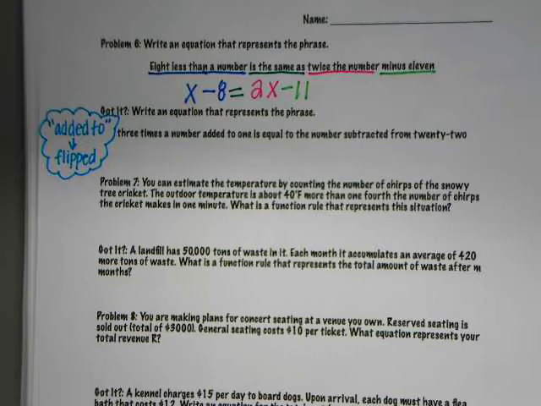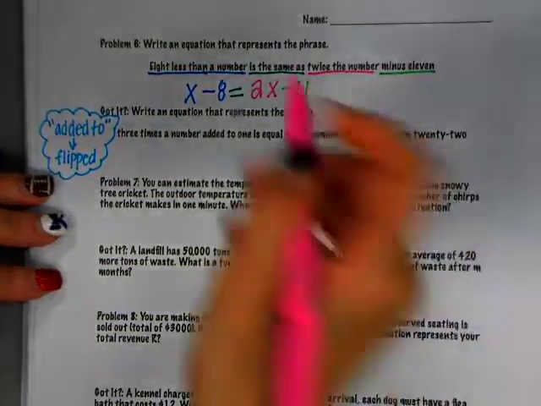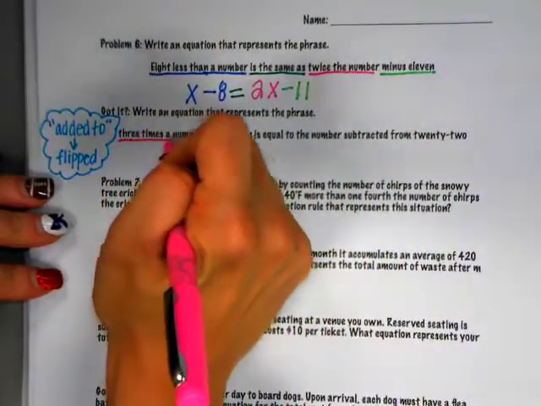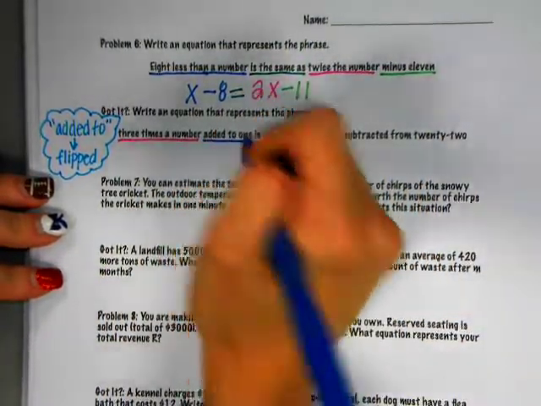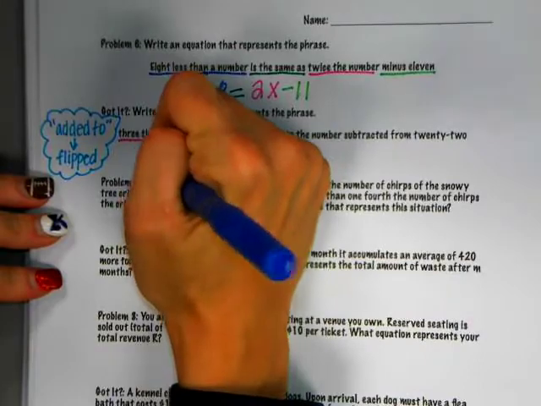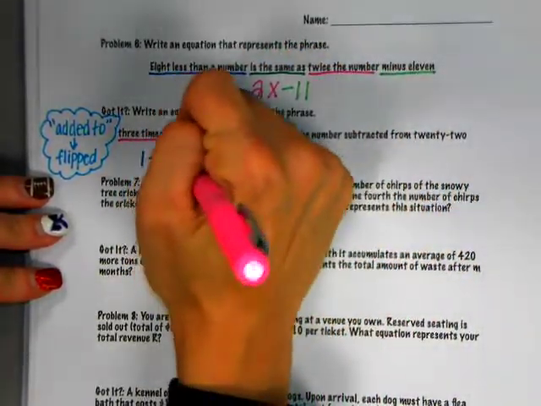So 3 times the number added to 1 means you're starting with the 1 and then having to add to that, okay? So if I have 3 times the number and then added to 1, that means you're going to do 1 plus, what's 3 times the number? 3x, yep.